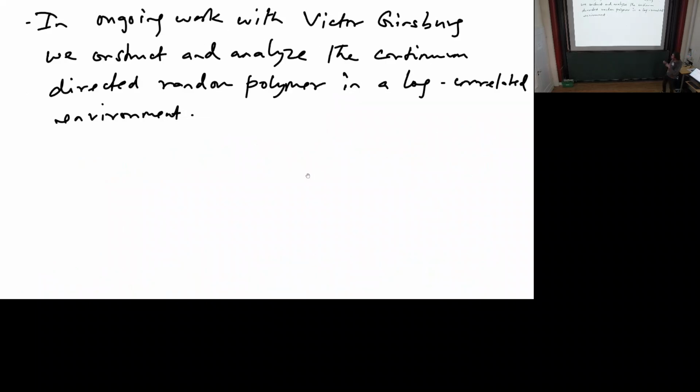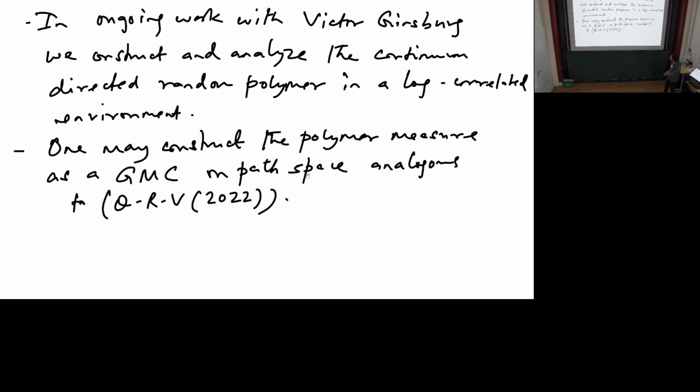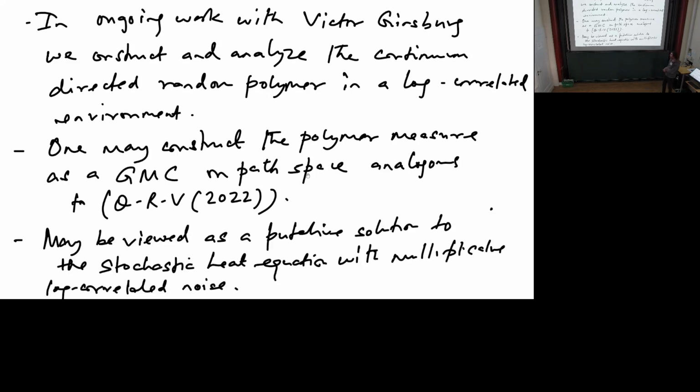Okay, and so you can try to play with this also in the log-correlated setting. So in an ongoing work with Vector, we construct this polymer measure under this GFF-like environment, or a log-correlated environment. And there are various approaches to this. One possible approach that one can adopt is thinking of this polymer measure as a Gaussian multiplicative chaos in the space of paths, and using that to construct the limiting measure. This was done in the KPZ setting by Postel, Ramirez, and Barak a couple of years back. And the partition function can also be viewed as some putative solution to the stochastic heat equation with log-correlated multiplicative noise. Although one has to make sense of these objects, this is a candidate for that.